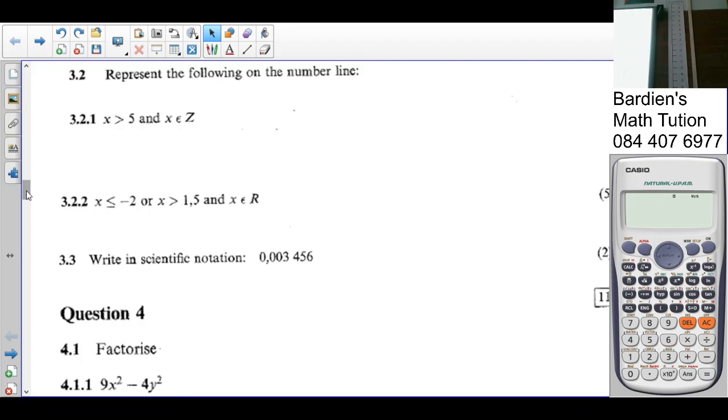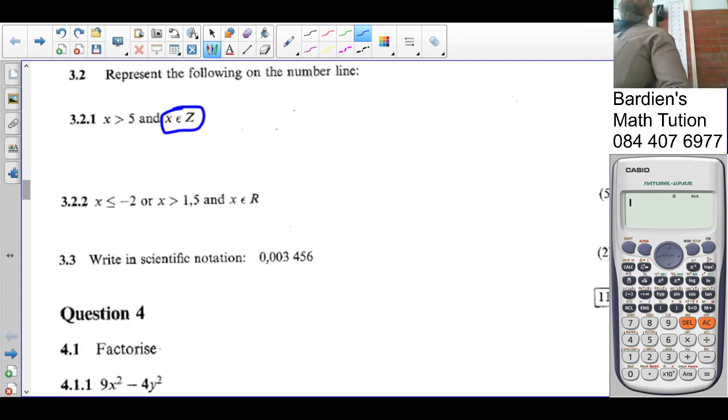Yes, okay. Represent the following on the number line. This is my motivational speech for the year now. People, did I give you one yesterday also? Yes. Yeah, I'm giving you many in a row now. It's surprising myself.